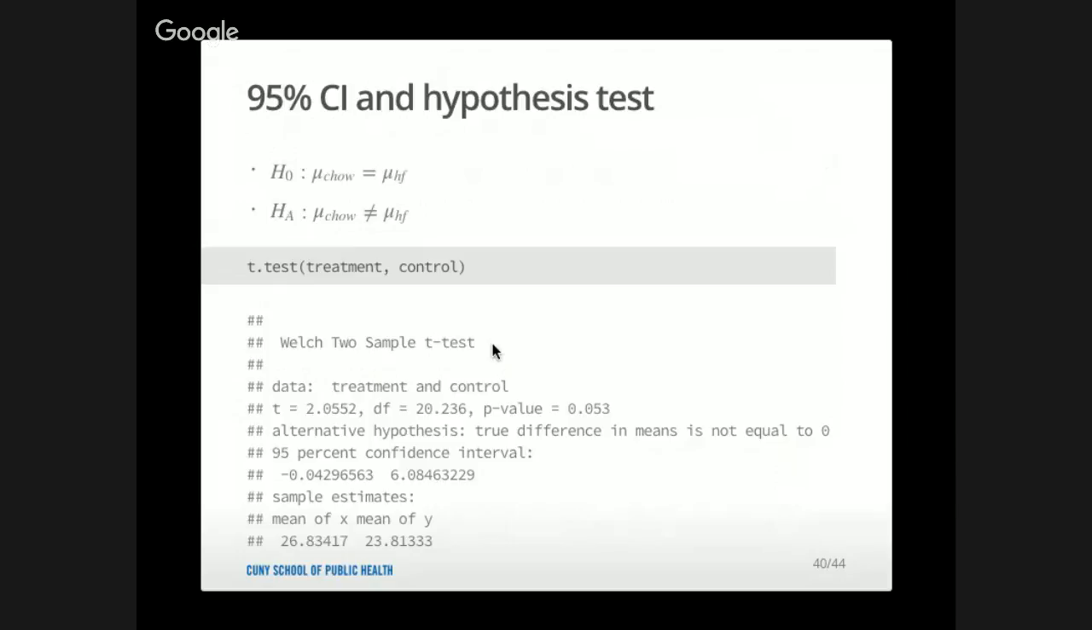That means that it's not pooling the standard deviations. It's not assuming that the standard deviations of the two populations are the same. We got a p-value of 0.053 and a confidence interval of between -0.04 and 6. So you see that we have a single confidence interval, even though it's two means, and it's a confidence interval on the difference in those two means.